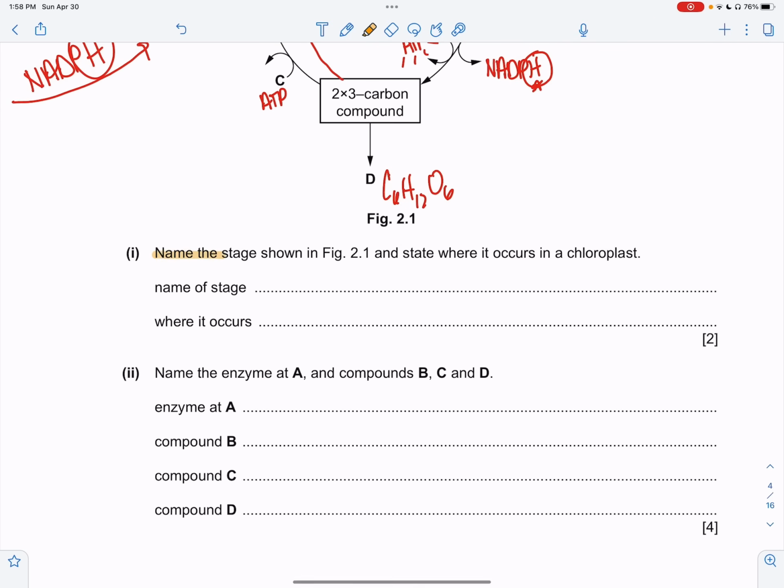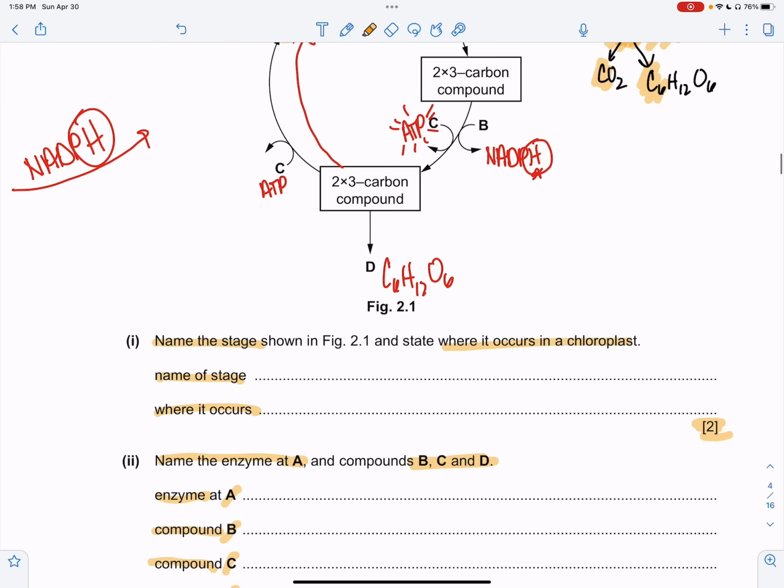So name the stage where this occurs in the chloroplast. Name the enzyme at A, that's the go. What makes things go is Rubisco. It's not Rubisco, but I think it's easy to think of it like that. It is Rubisco because it is a coenzyme. And there's a compound at B, a compound at C, and a compound at D. And now, unlike the paper 3-1, it does matter what you do put in for these answers in the orders.